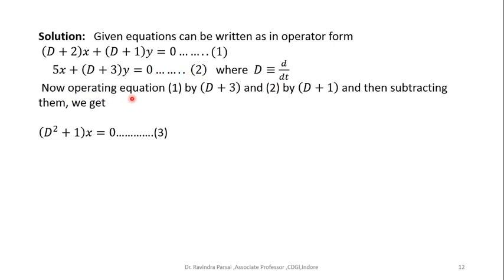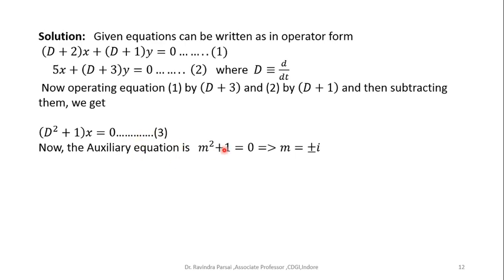And now, as we know the elimination method, just like that we are going to eliminate y from equations 1 and 2. So that's why we make the coefficient of y identical. So multiply 1 by D plus 3 and 2 by D plus 1, and then subtracting, we get (D plus 1) whole square, D square plus 1 over x equal to 0.